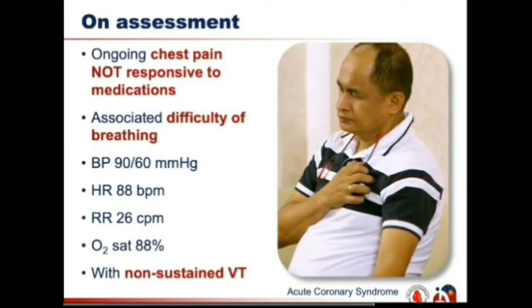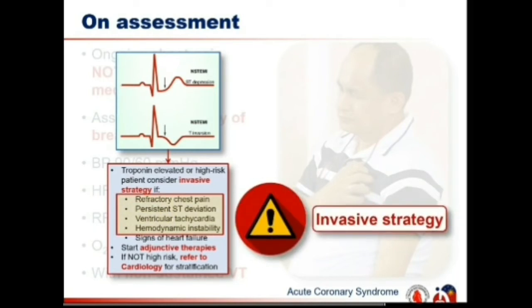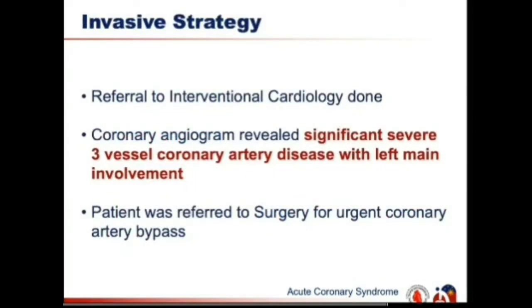He has a blood pressure of 90/60 millimeters mercury with heart rate of 88 beats per minute, a respiratory rate of 26 cycles per minute, and an O2 saturation of 88%. On cardiac monitor, he has episodes of non-sustained V-tach. Based on the case, our patient is considered high risk and invasive strategy should be considered. Patient was eventually referred to interventional cardiology and he underwent coronary angiogram revealing significant severe three-vessel coronary artery disease with left main involvement. Patient was referred to surgery for bypass.